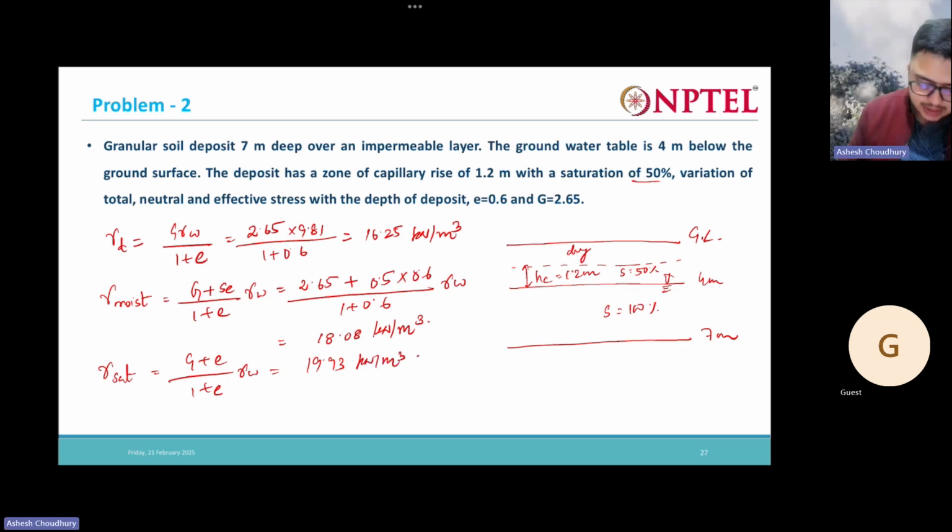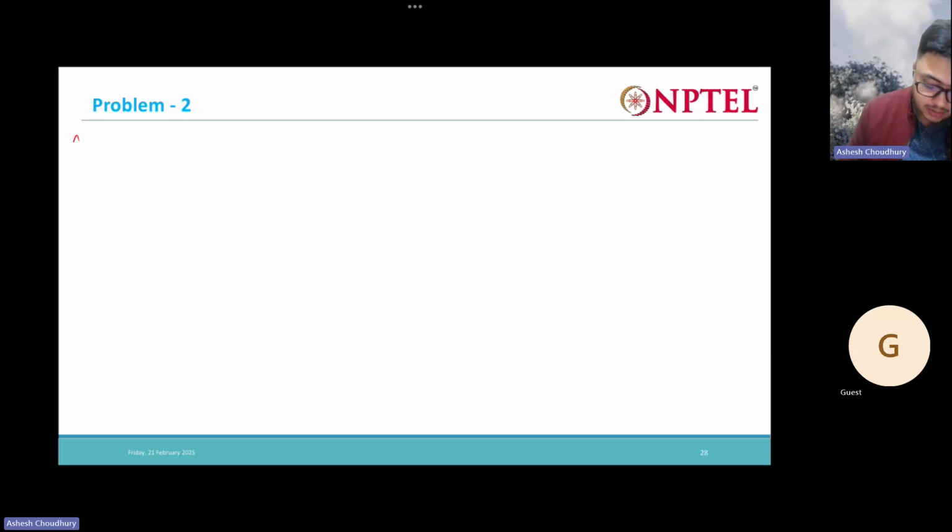Now let us write this as A layer, B layer, C layer, D layer. Now at A, what is the total stress? Total stress is 0. What is the pore water pressure? Pore water pressure is 0. What is the effective stress? Effective stress is 0. At B, what is the total stress? 2 times the dry unit weight, 16.2. What is the pore water pressure?